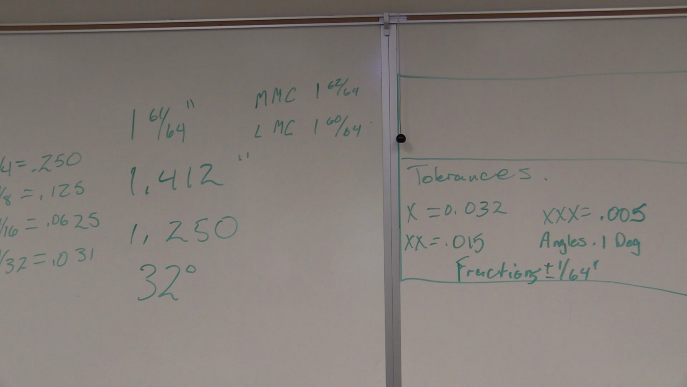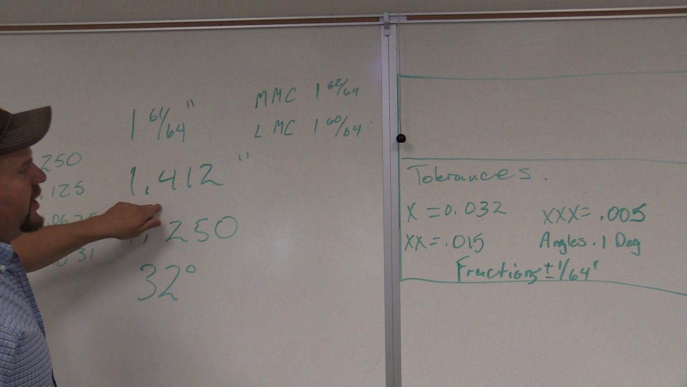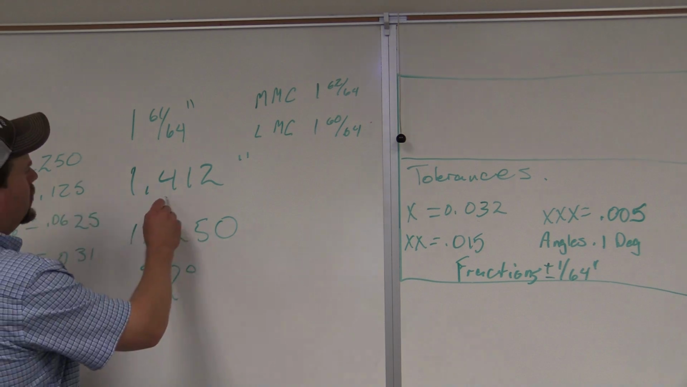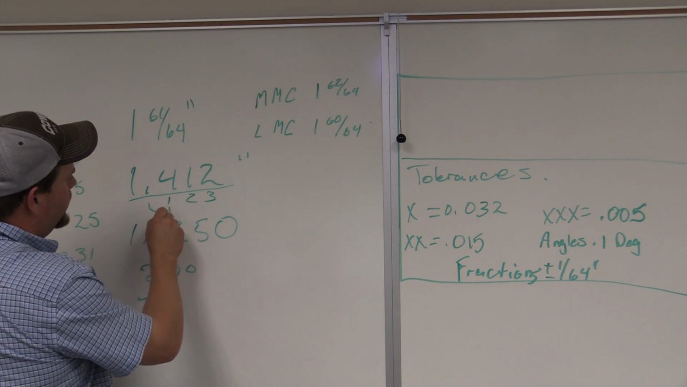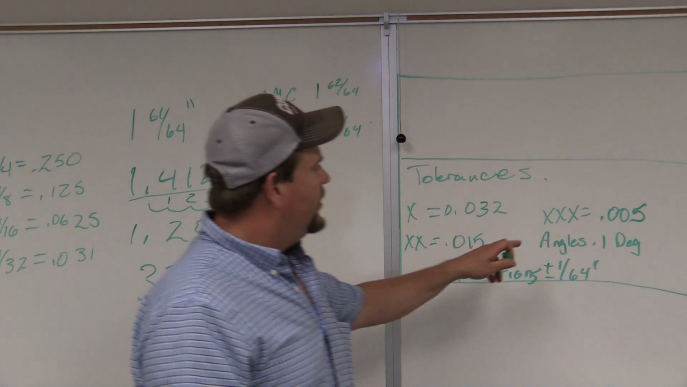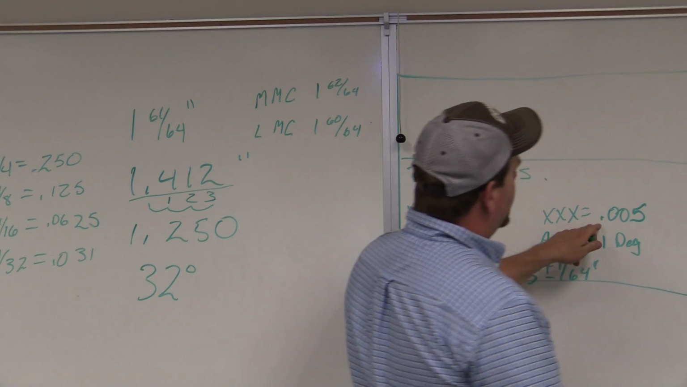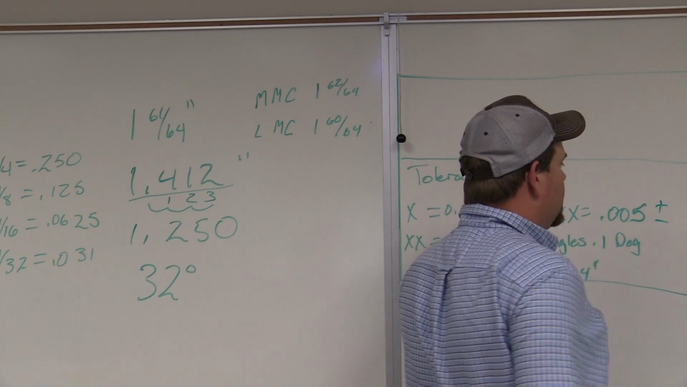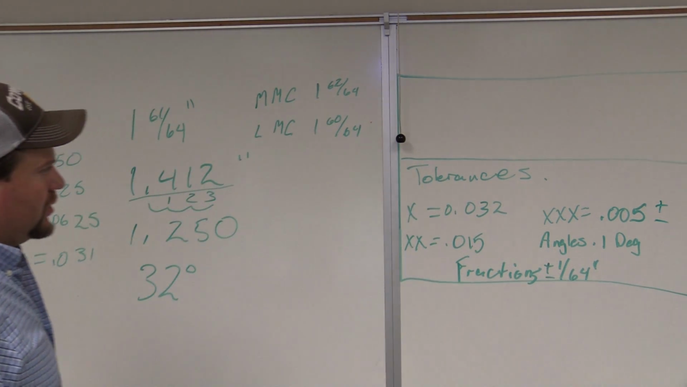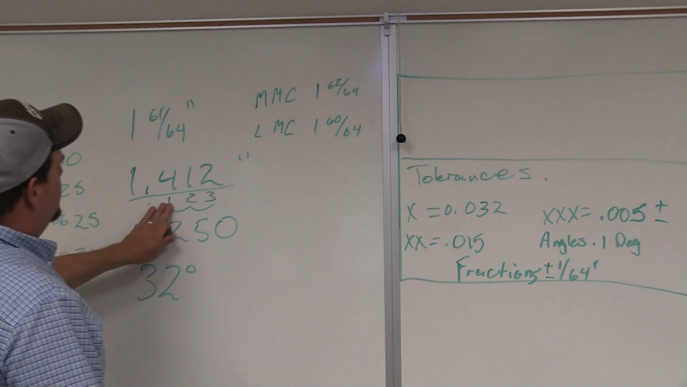So the next one, we've got 3 decimal places. 1, 2, 3. Okay. So now we're going to come over here. We're showing 3 decimal places, so our tolerance is going to be 5/1000ths of an inch. Say it's a plus or minus. It didn't specify. We're just going to go with plus or minus to make our point.